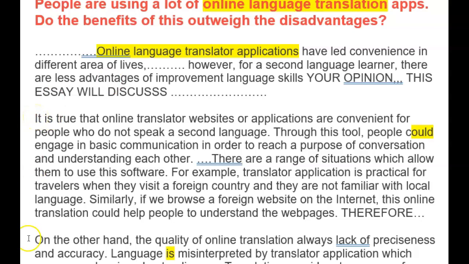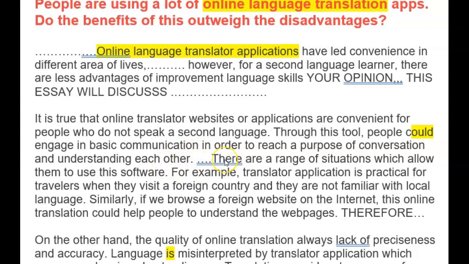Much better. Okay, it is true. I like this, it is true, but then you can't have it on the other hand. So you need to have it is true, and then however, or something like that, or on the one hand, on the other hand. So it's true that online translation websites or applications are convenient for people who do not speak a second language. Good. Second or third language, whatever. Through this tool, people are able to engage in basic communication in order to reach a purpose of conversation and to understand each other. I would say to have a purposeful conversation, so make that into an adjective, and to understand each other.